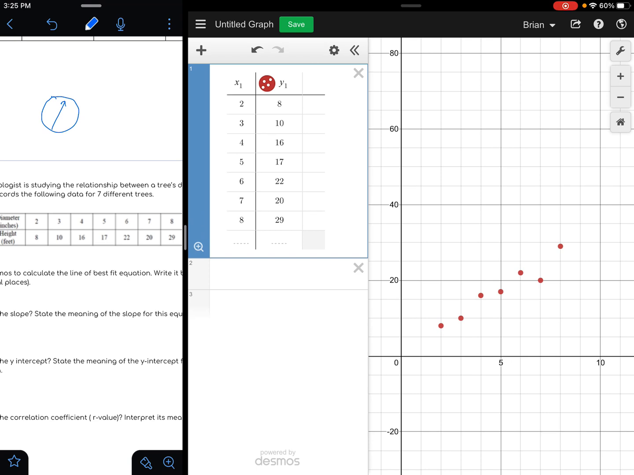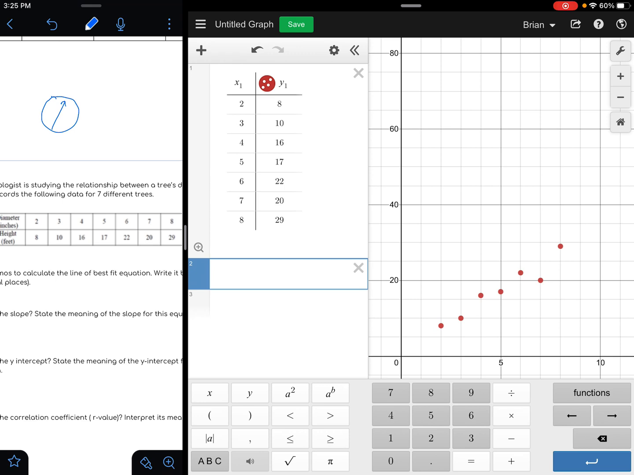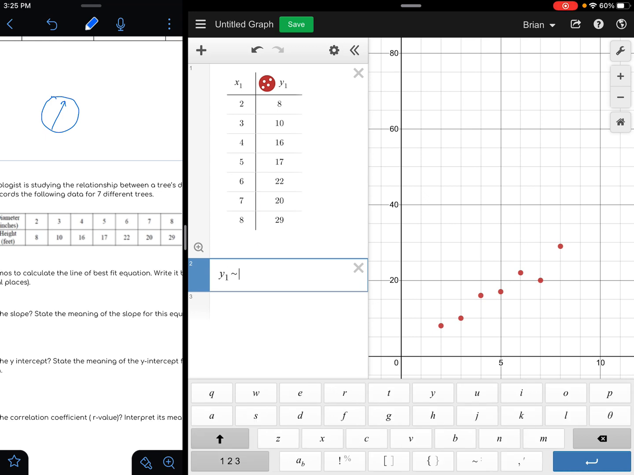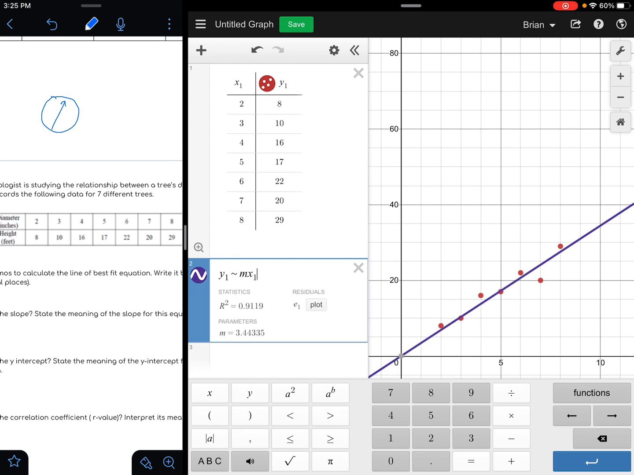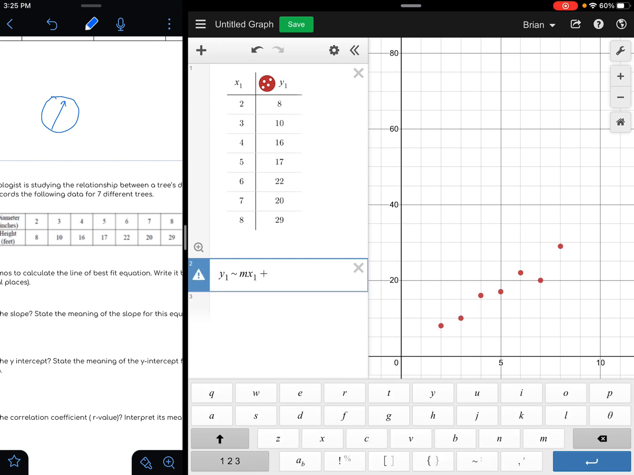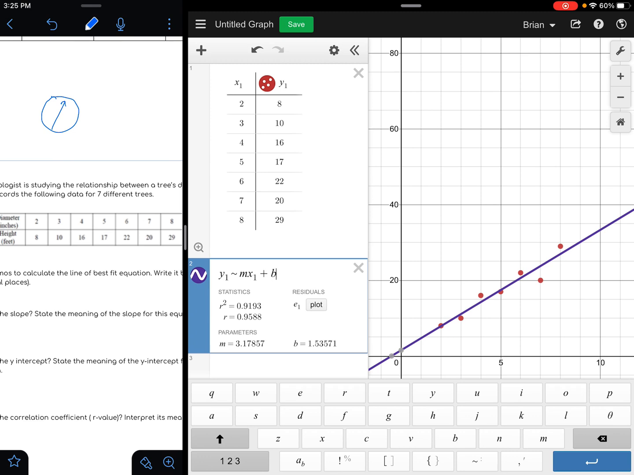All right, so we're going to then do a line of best fit. So we've done this before. We're going to do y1, and use the little symbols that we have, equals mx plus b. I went through that a little bit fast, but we have done that a number of days, so I'm not going to spend a ton of time talking through every keystroke there. But we have now our line of best fit.